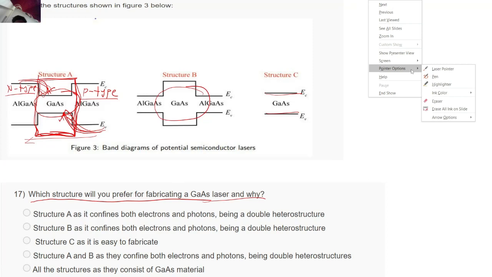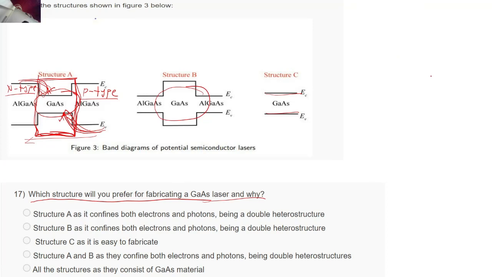Again, just a minute, something weird is happening. Okay, yeah. So now if you look at the structure number B, right? Again my stylus stopped working. What is happening here? Okay.